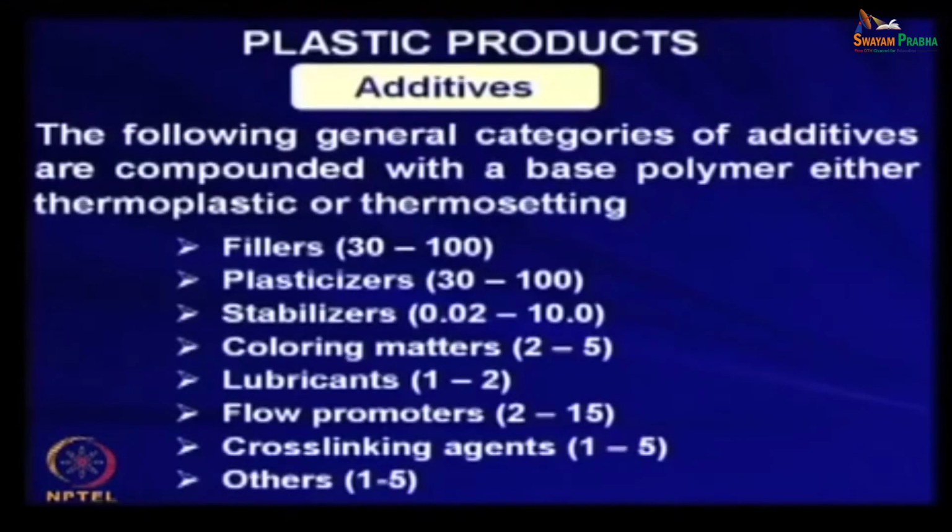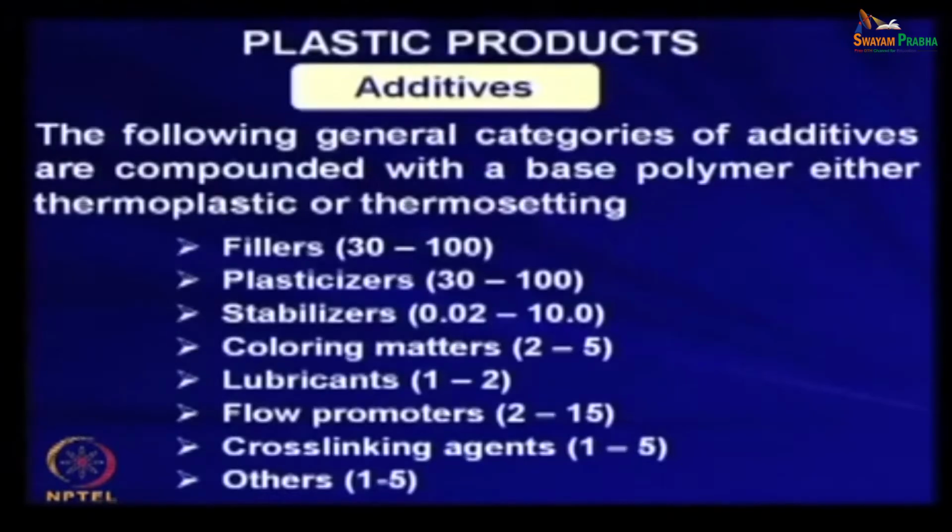Then the final product may remain in thermoplastic stage or in thermoset stage. If it is to be produced in thermoset condition as a thermoset type of product, then you have to use some cross linking agent, and there are various other miscellaneous ingredients like antistatic agents, flame retarding agents, fire retarding agents. So, other ingredients are used.